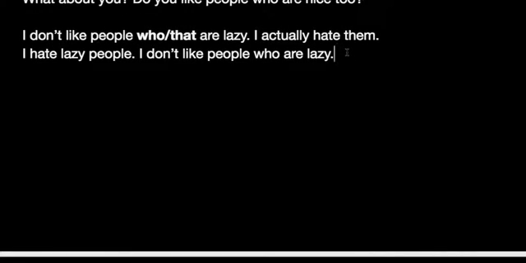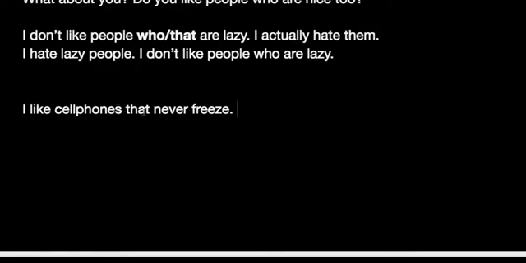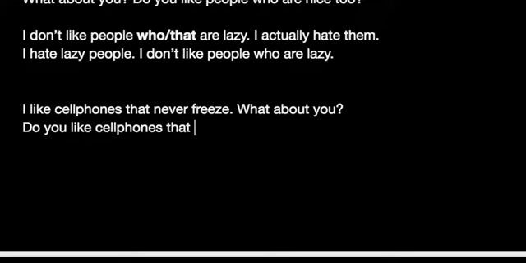Now talking about, for example, computers, or devices. I like cell phones that never freeze. I like cell phones that never freeze. So once again, we use that, and this is connecting directly to cell phones. So I like cell phones that never freeze. And once again, what about you? Do you like cell phones that freeze?